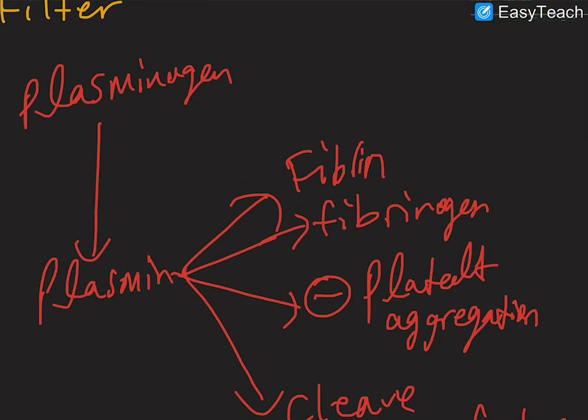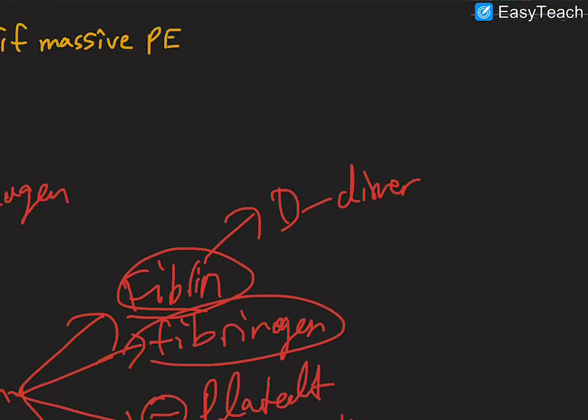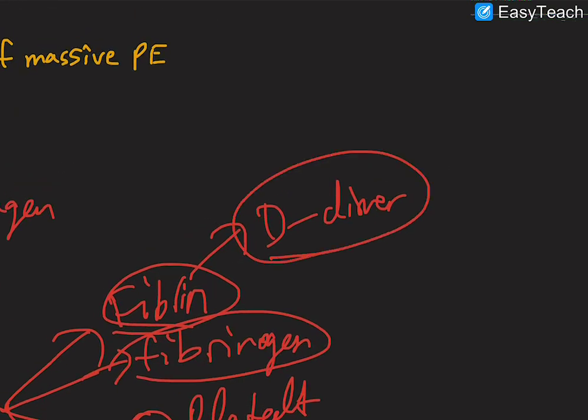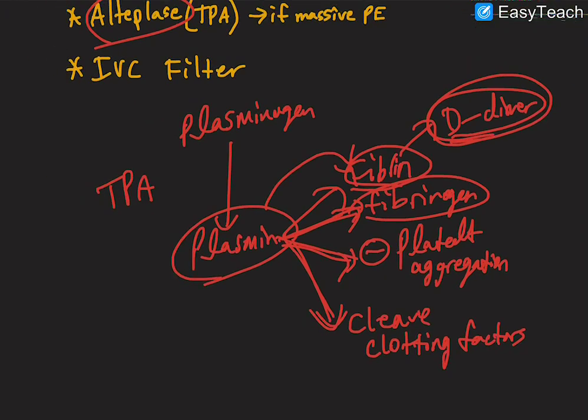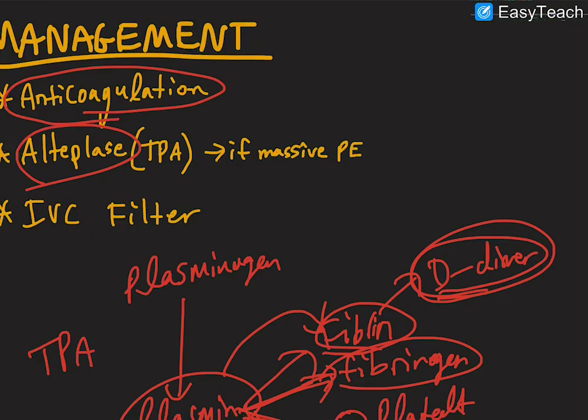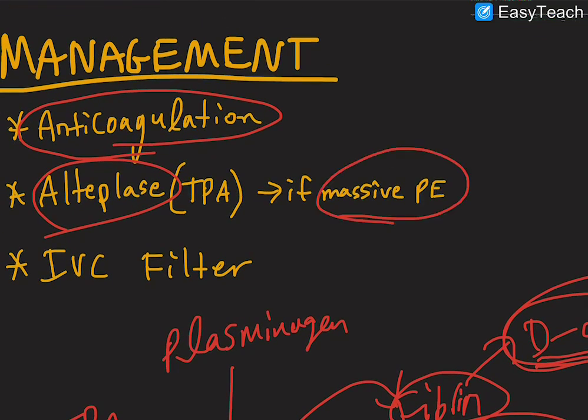So that's why you would want to give TPA, because you want to break apart that fibrin clot. And remember, that's why you see D-dimer, because if you have clots, which of course are present because that's what pulmonary embolism is, those clots will eventually break down, and the product of that is D-dimer. But let's just focus on the fact that plasmin breaks apart fibrin clots, and it can also break down fibrinogen, cleave clotting factors, and inhibit platelet aggregation. So that's why TPA is good, especially if you have a massive pulmonary embolism.